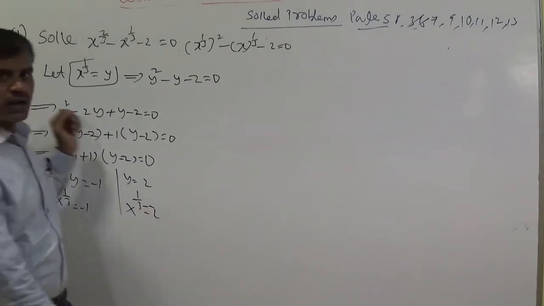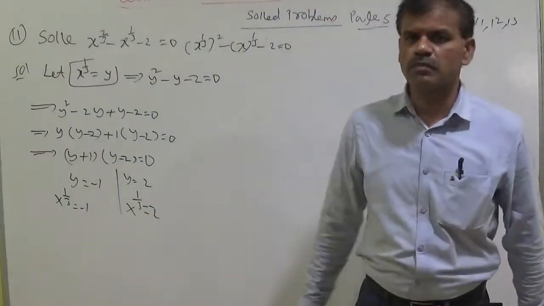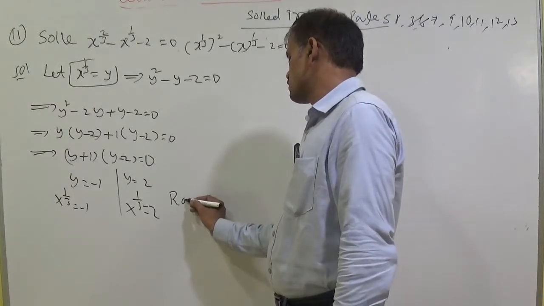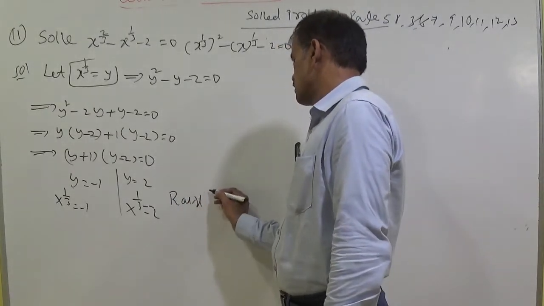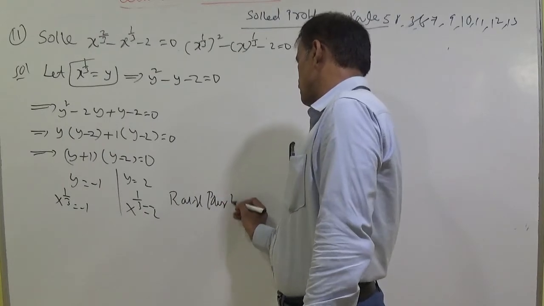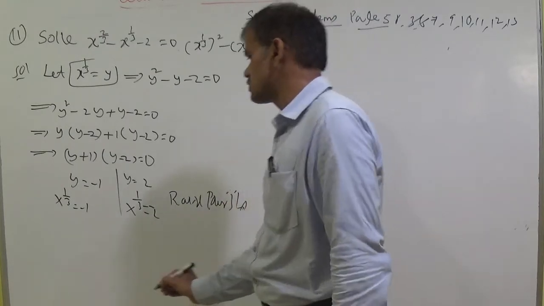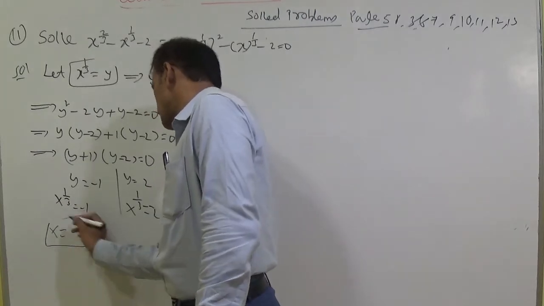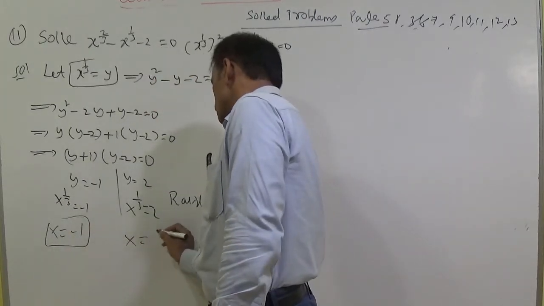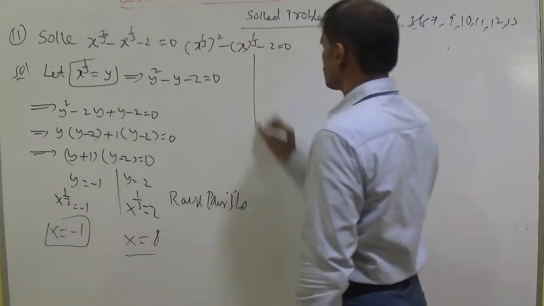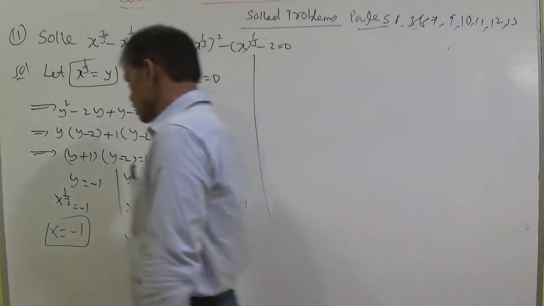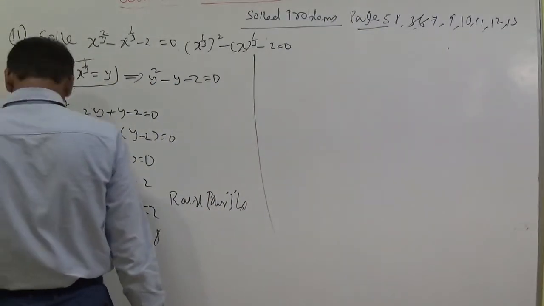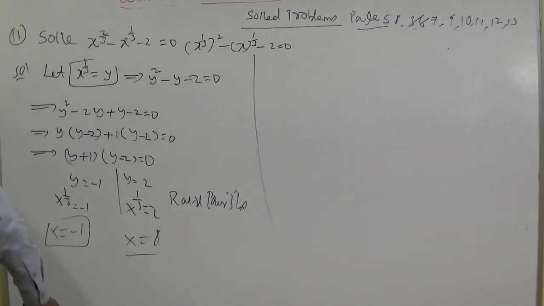You can write here, raise power 3 on both sides, that is, cubing both sides. It becomes x is equal to minus 1 whole cube, simply x is equal to minus 1, and x is equal to 2 cube, so x is equal to 8. There are two solutions for such an equation. First is minus 1 and next is 8.